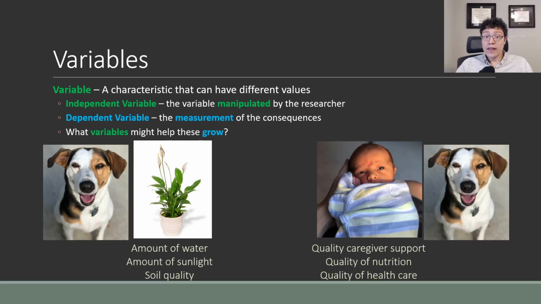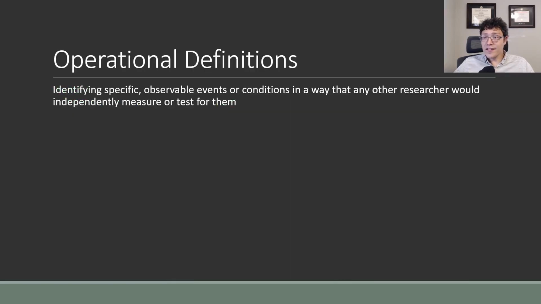But the idea is that our independent variable and dependent variable might be different, we might be measuring something different, even if it's talking about the same concept. And this is the idea of an operational definition. So an operational definition is the idea of how you are defining your concept?